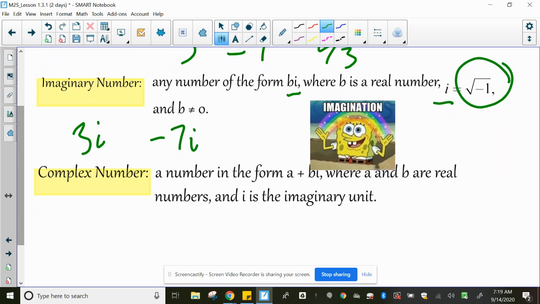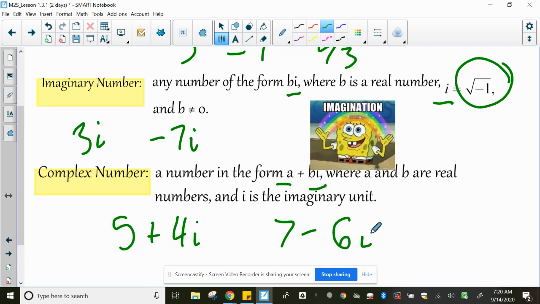A complex number is in the form a plus b times i. So it has a real component, a, and an imaginary component, b times i. Examples of complex numbers would be something like 5 plus 4i, or 7 minus 6i. There's a real component, the real number in front, and an imaginary component at the back.